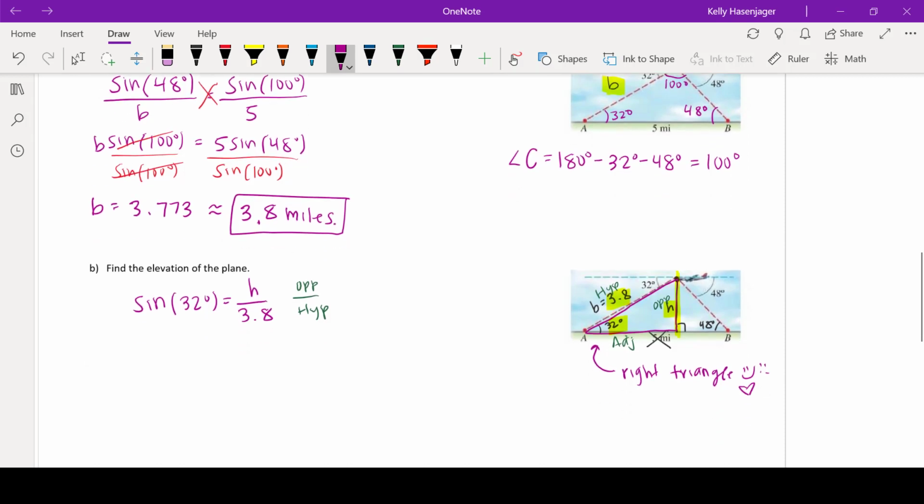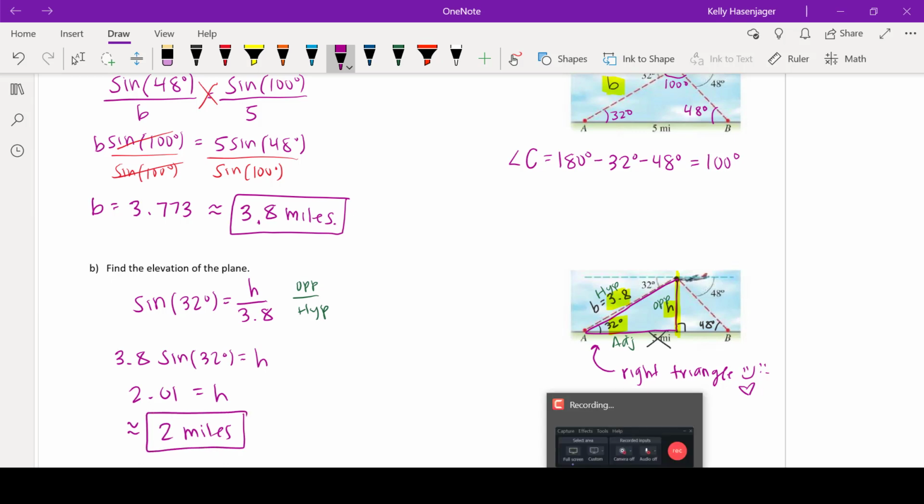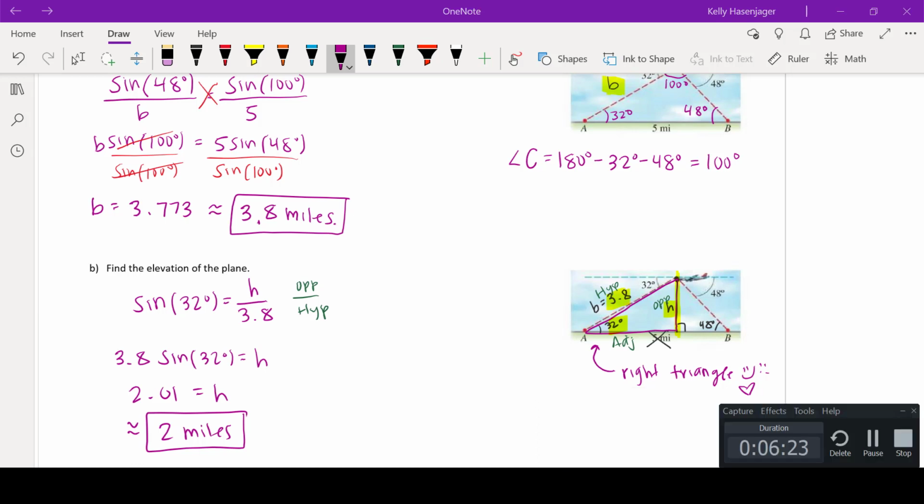To solve for h, we're going to multiply 3.8 to both sides. So we'll get h is 3.8 sine of 32 degrees. Then we can put that into our calculator and we'll get 2.01 is equal to h. We'll just round that and say 2 miles. So we get that the height of the plane is 2 miles.